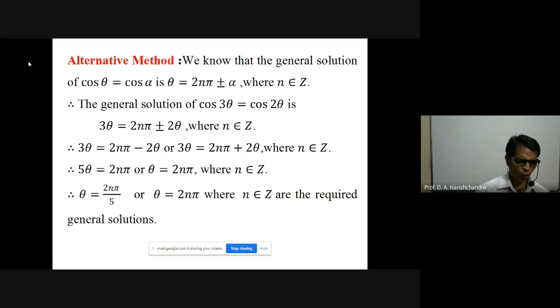Again, in the first solution, shift that 5 to the right side, so that the solution gets transformed into simple form: theta is equal to 2n pi upon 5. The second solution can be carried as it is: theta is equal to 2n pi, n belongs to Z. So these are the required solutions of the given trigonometric equation. You can use any one of these two methods as per your choice.